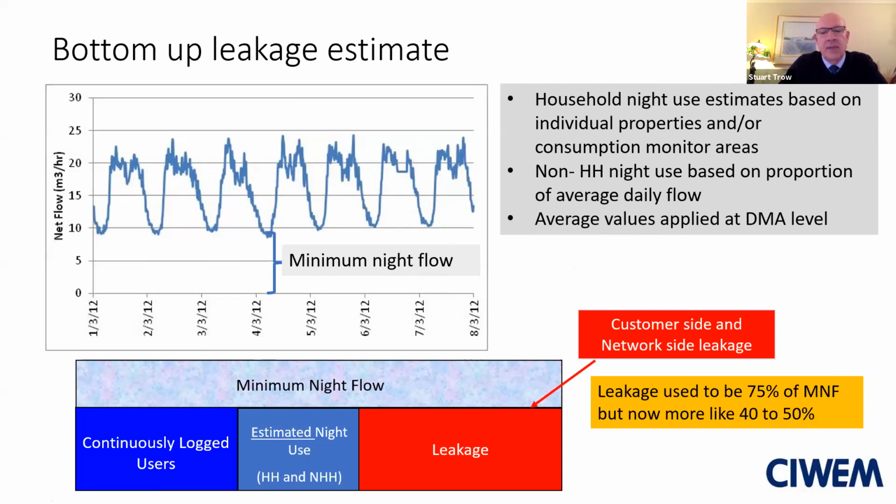And I think we might see during the course of the webinar that we maybe shouldn't be applying average levels at DMA level. When this system was first introduced, leakage used to be about 75% of the minimum night flow. But as leakage has been reduced over the last 20, 30 years, it's more like 40 to 50% of the night flow.